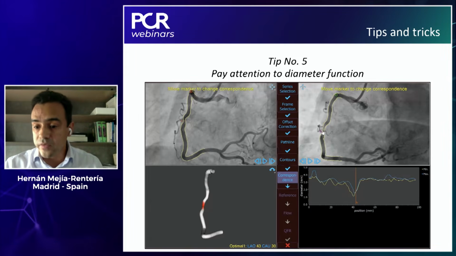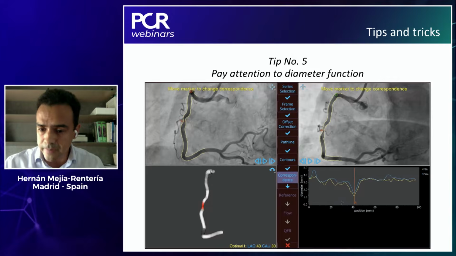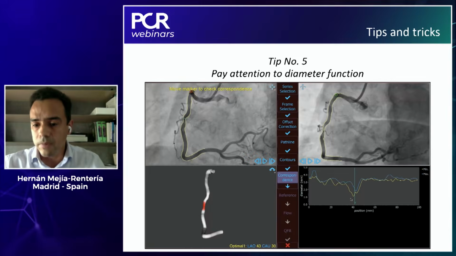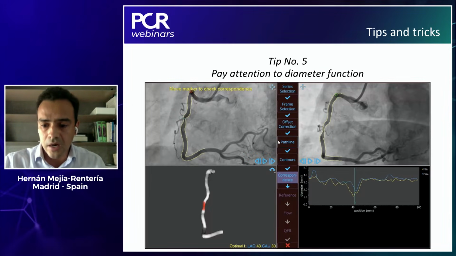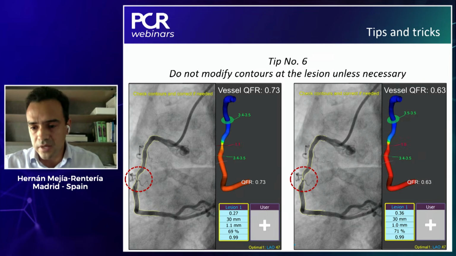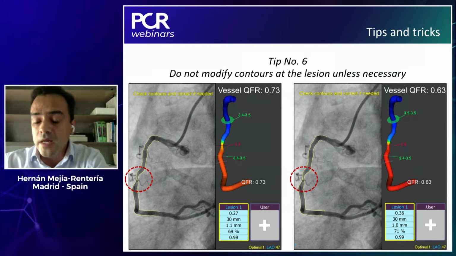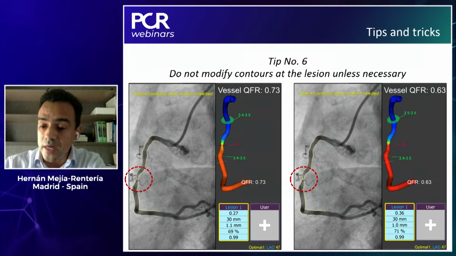You just need to move this blue marker in one projection and place the same marker in the other projection at the same position. And you see now how both reference diameters are better matched at the end of the video.